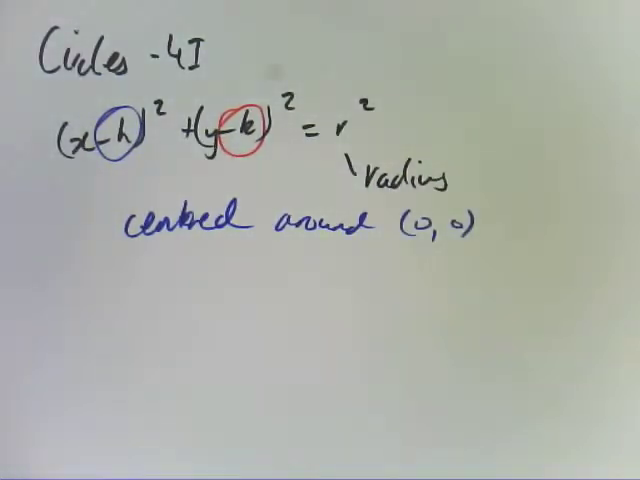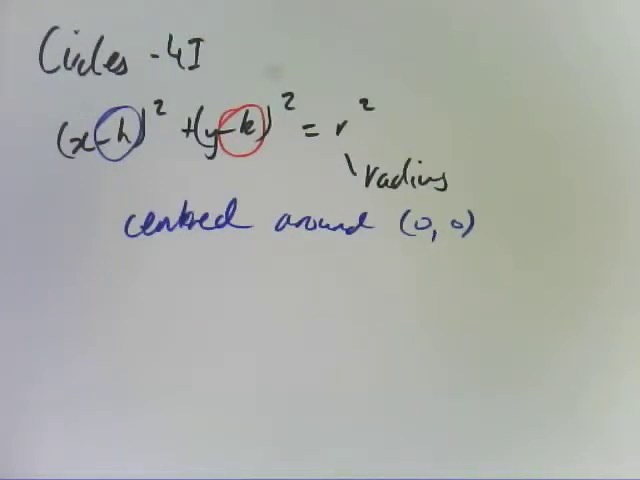Alright. Centered around 0, 0. So if you are moving a circle of radius 1, it's still centered around 0, 0 until you move it. Alright. So for example, we've got some examples.